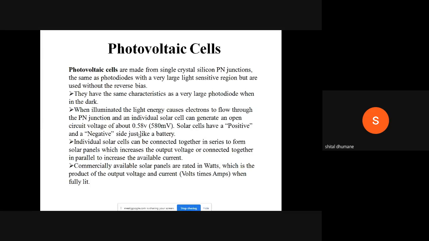Series, then that increases the output voltage. Or if you connect it together in parallel, then it increases the available current. Okay, so in these two ways, the solar cells will be connected in the solar panel. Commercially available solar panels are rated in watts, which is the product of output voltage and current, volts times ampere, when fully illuminated.